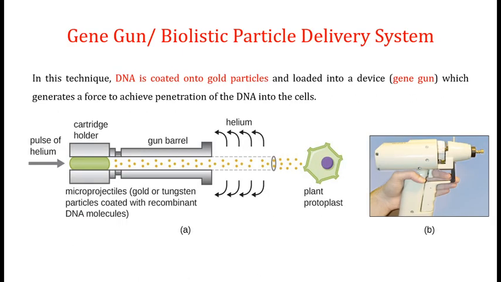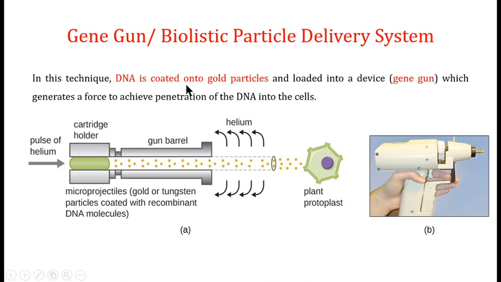Another important method is known as the gene gun, or the biolistic particle delivery system. The gene gun and the biolistic particle delivery system refer to one and the same method. In this technique, the DNA is coated onto gold particles. As you can see, these yellow dots are the gold particles to which the DNA of interest has been coated.